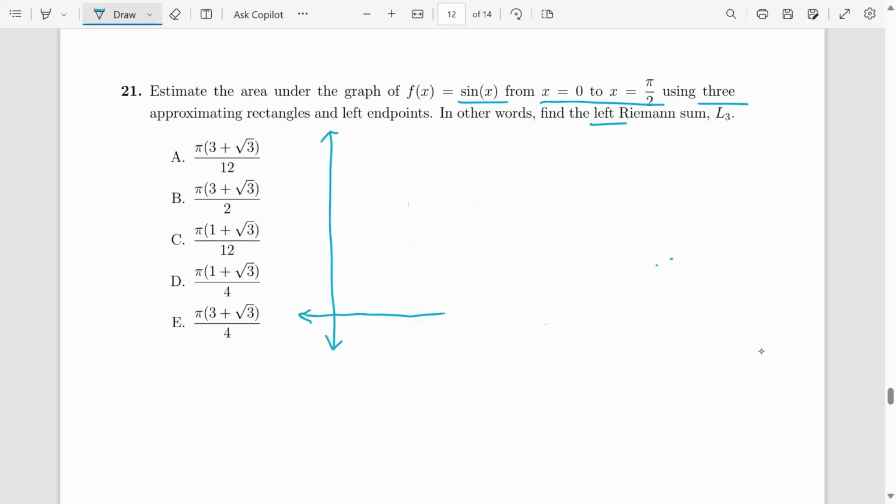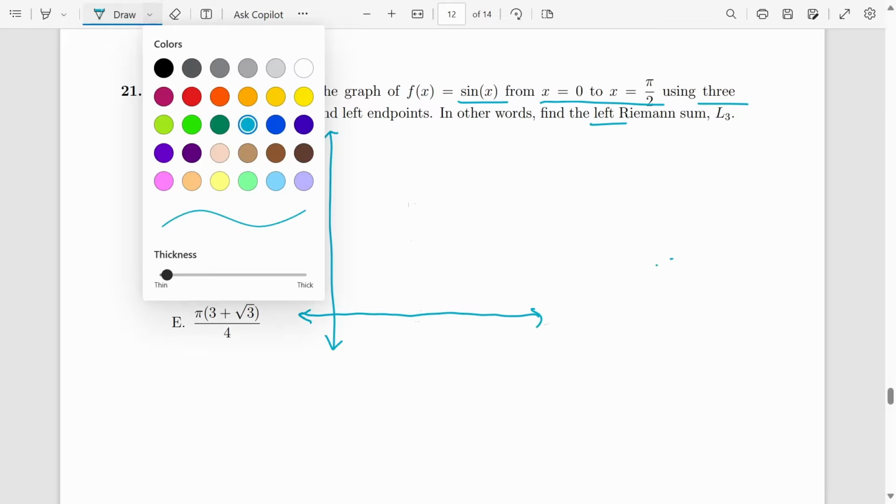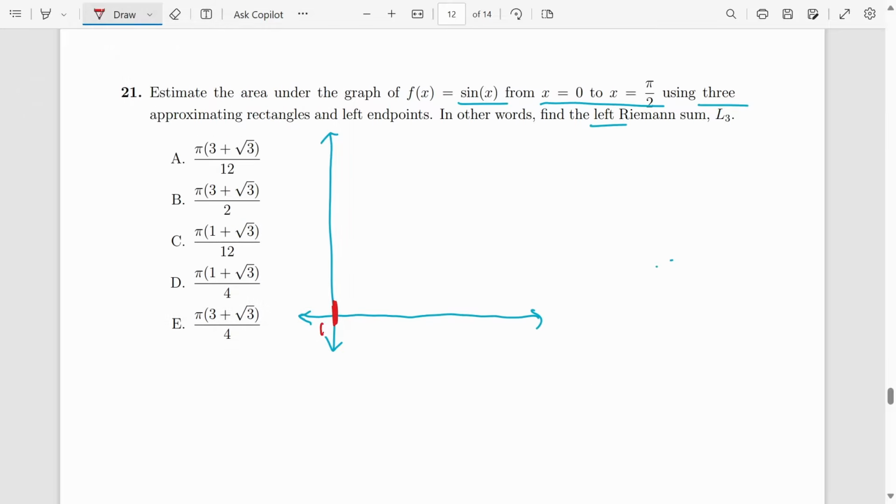So if we have our axes here, and our two endpoints are 0 and pi over 2, then our function sine of x, well, sine of 0 is 0, and sine of pi over 2 is 1. So that's going to be the two endpoints there, and I think between those it's just kind of interpolated like this, where afterwards it goes down.